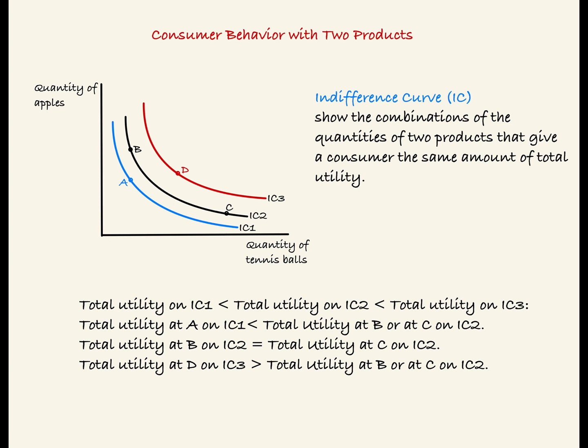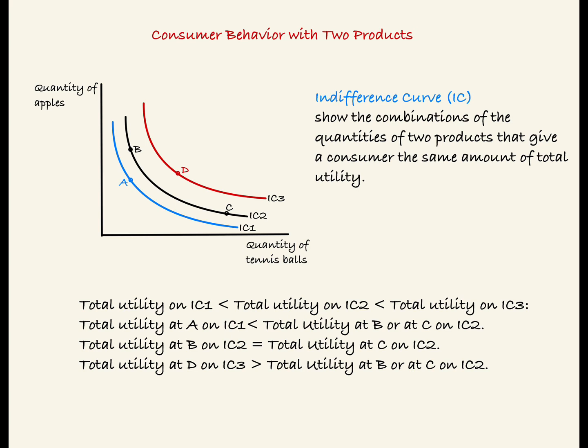Now, the total utility on IC1 is less than the total utility on IC2, which is less than the total utility on IC3. The total utility at point A on IC1 is less than the total utility at points B or at point C on IC2. The total utility at point B on IC2 equals the total utility at point C on IC2.